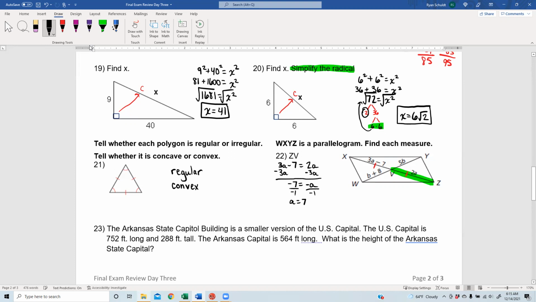Didn't ask for a though, it asked for ZV. So we have to plug it in. ZV equals 2 times 7, which is 14. So ZV is equal to 14.